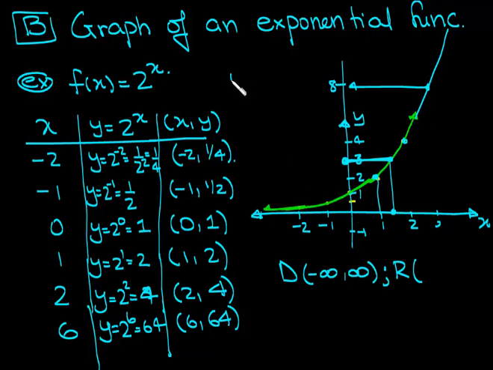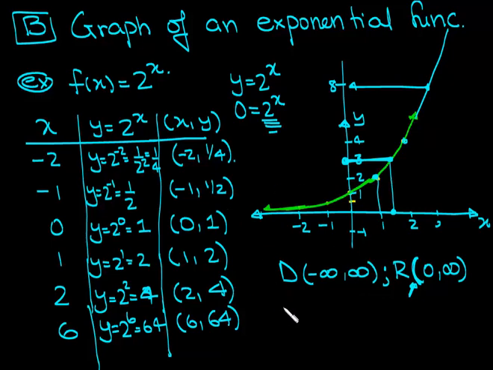For example, if y is equal to 2 to the x and you want to find if y is 0, there's no value of x that's going to make this expression 0. 2 raised to no number is going to be 0. So that tells me, okay, that y cannot be 0. So my range is going to be 0 to infinity, not including 0. Okay, so that's something neat to know.